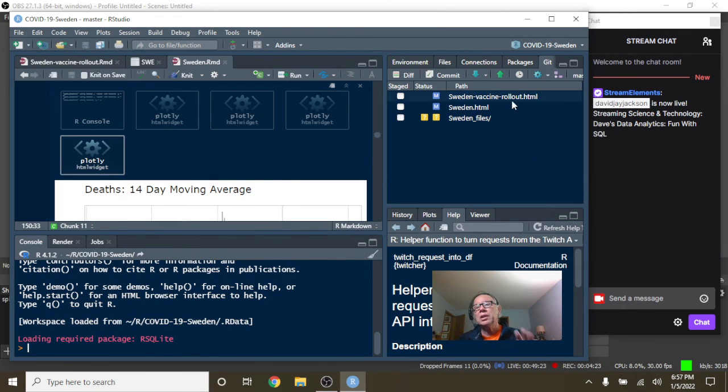Because again, deaths are more important than cases, and deaths are more important than hospital beds. Because not everybody who goes to the hospital with COVID-19 needs to go to the hospital. The people in the hospital are the people who wanted to go to the hospital.